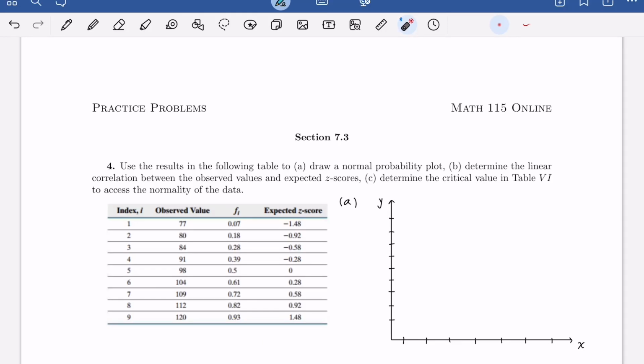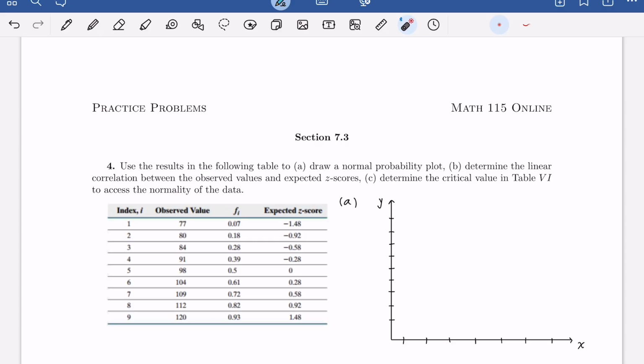All right, so let's work on some practice problems from our textbook, starting with section 7.3 here, where we're going to be assessing normality. So for this first question here, question 4, we're going to use the results in this table to first draw a normality plot, then determine the linear correlation between our observed values in this column and our expected z-scores here. And then lastly, determine the critical value to assess the normality of the data.